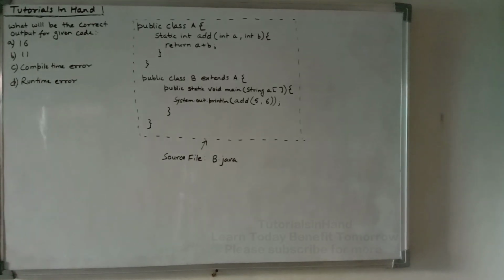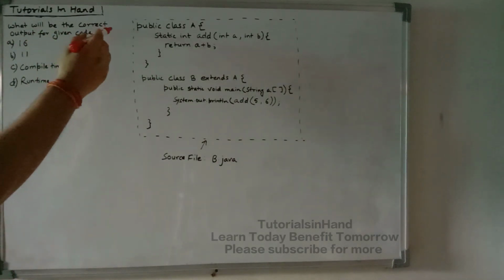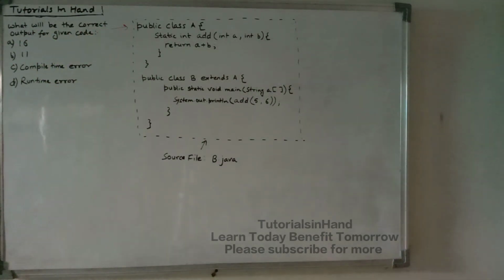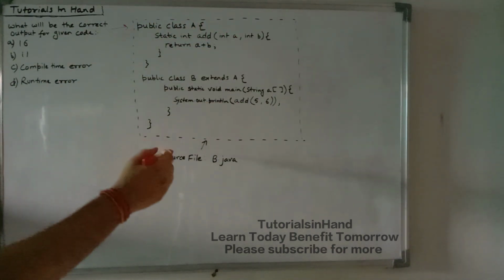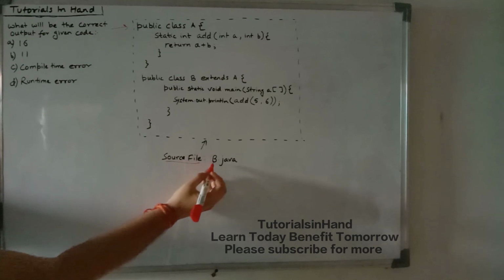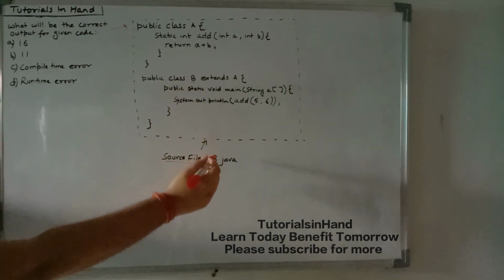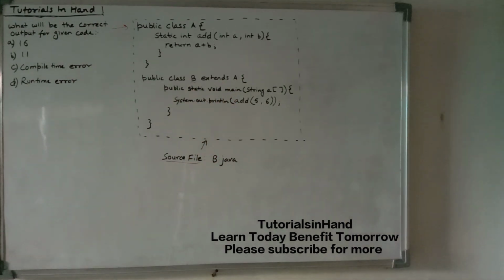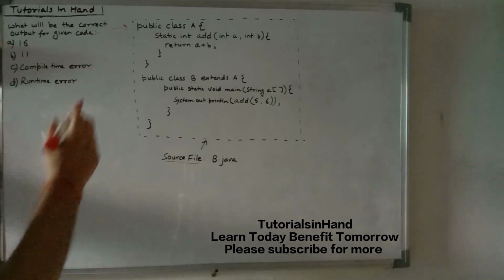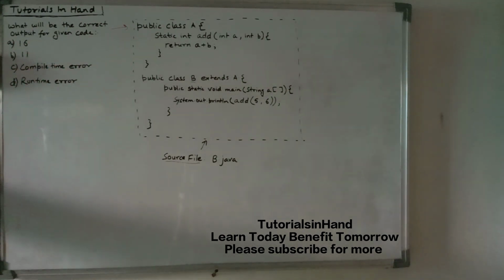Now we are given a code on the right side of the screen and we are asked what will be the output for the given code. It says that the whole code has been written in the same source file whose name is b.java. That means we have a class b, named b.java, which also has the main method. So in this case, what will be the output? 1611, compile time error, or runtime error?